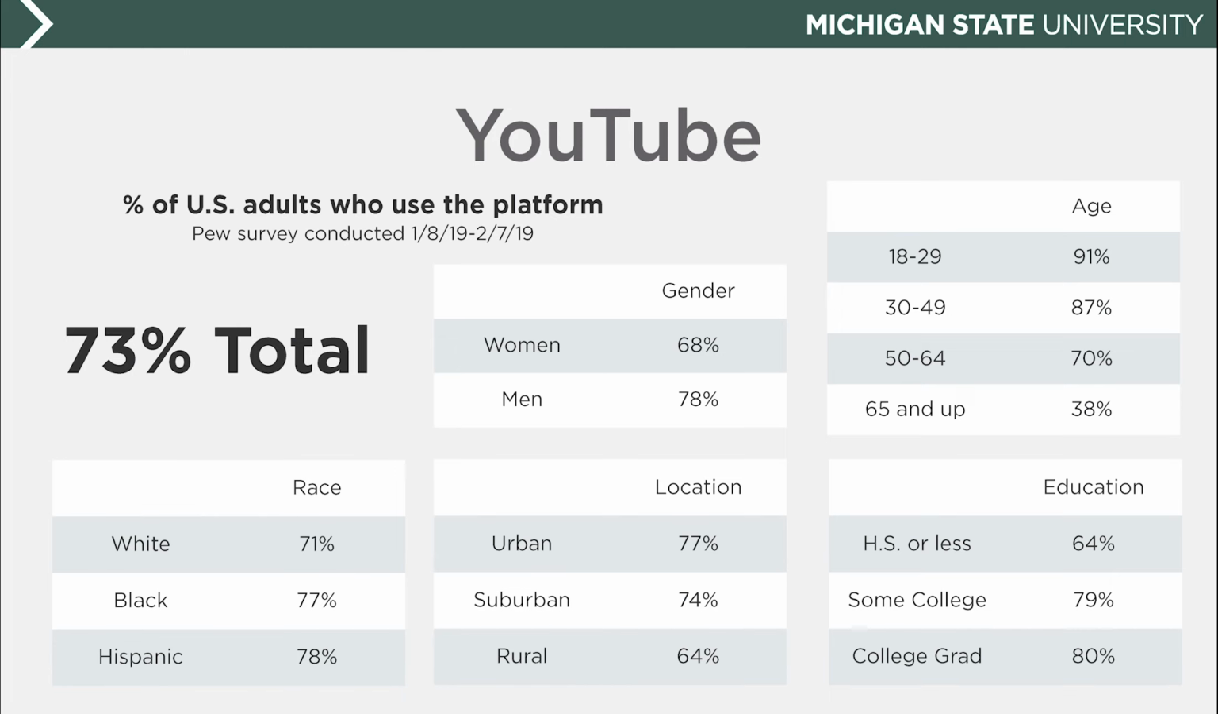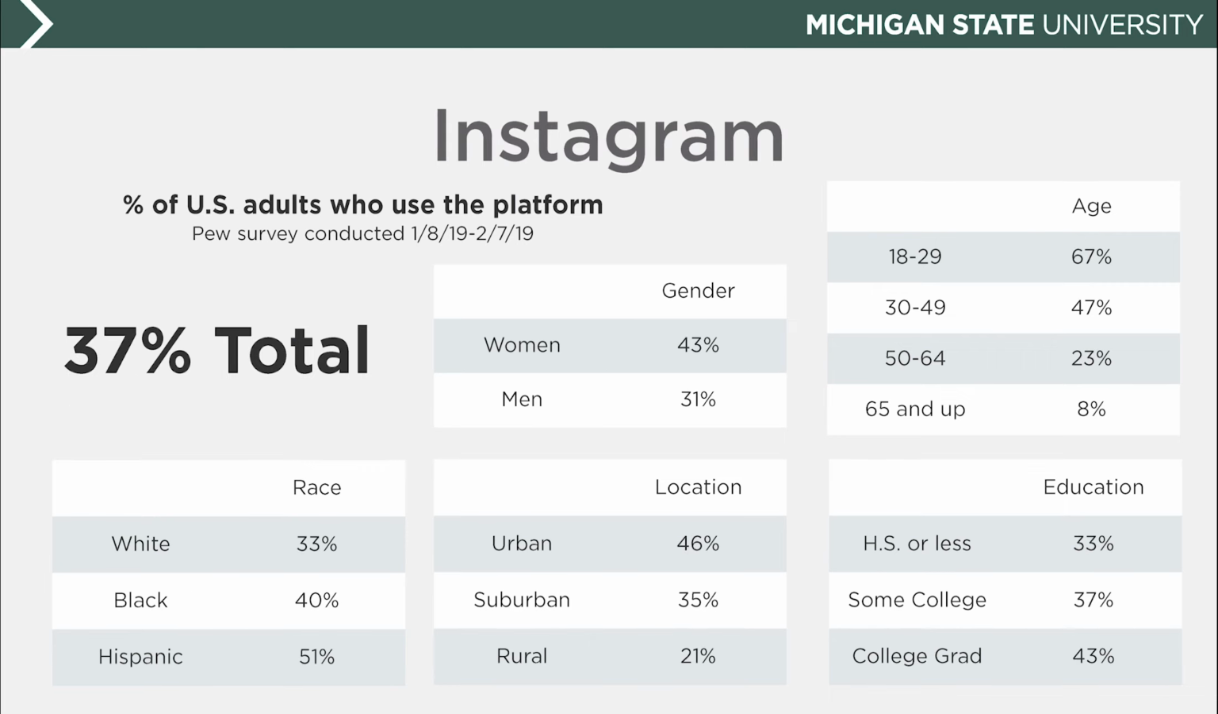YouTube has 73% of US adults using the platform. Skews a little more towards men, younger. This is not the platform to get the senior citizen alumni pool, but you will get most of the younger demographics for sure. Instagram, 37% of US adults use Instagram. This one we see a little bit more skewing towards urban and suburban, more than rural, skews more towards women and younger audiences.